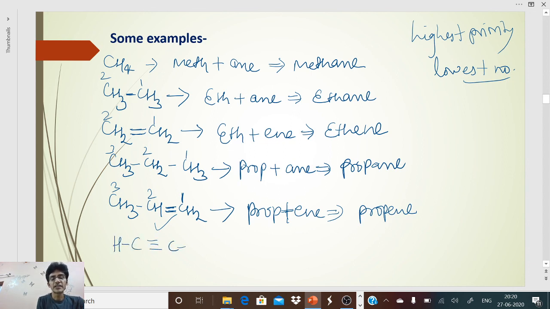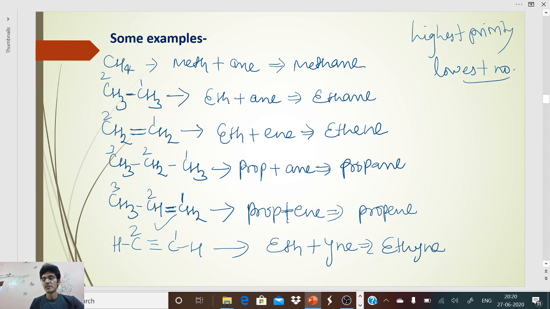Okay, now HC≡CH. Here one number, here two number. So eth plus here a triple bond is present, then yne. So we can write down this as ethyne. This is ethyne. So these are some examples for the alkane, alkene, alkyne.